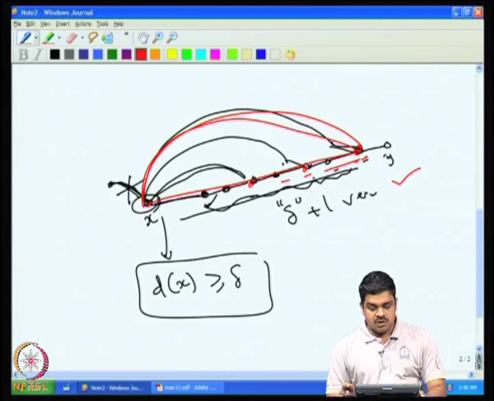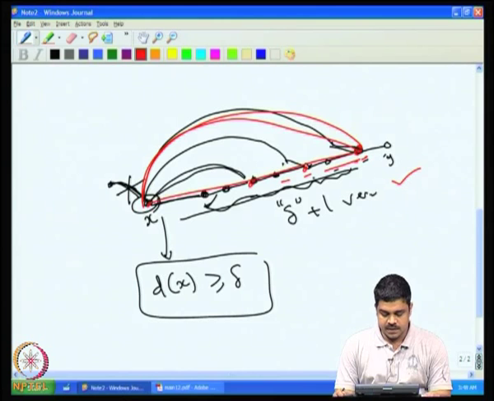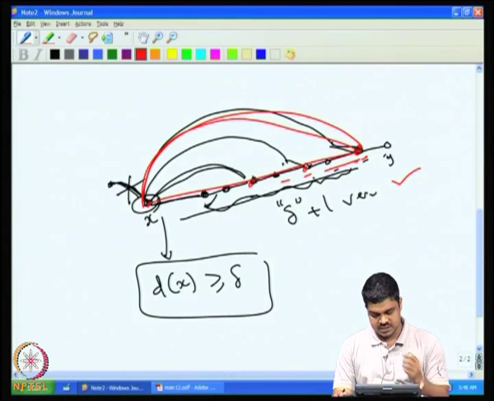To repeat, we are saying that if the minimum degree of the graph is delta, then we should get a cycle of length at least delta in this graph.